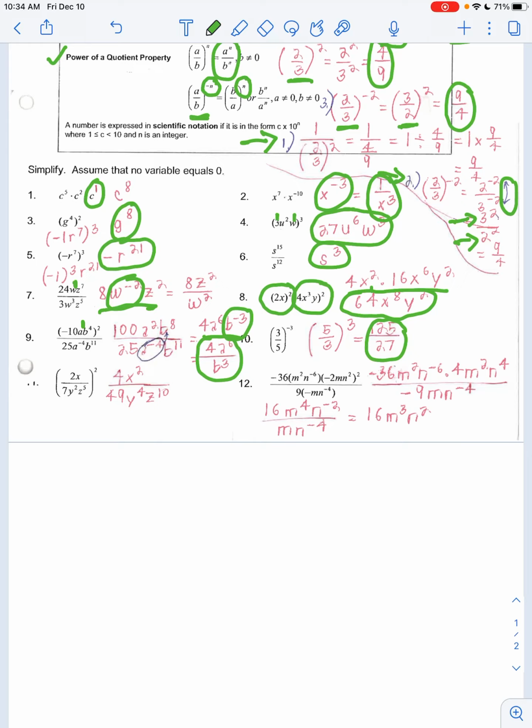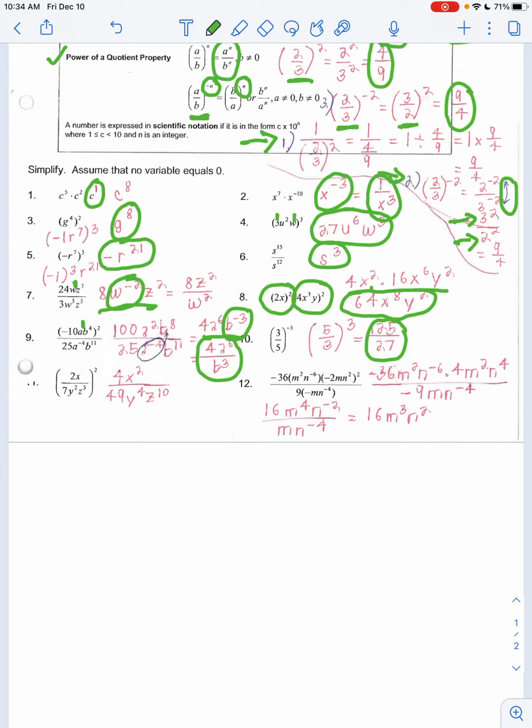The last two I'm going to let you take a look at to make sure you understand. So take a look at those. 12 is the one that's a little trickier. You do have to do the power and then simplify the numerator as well as the denominator.